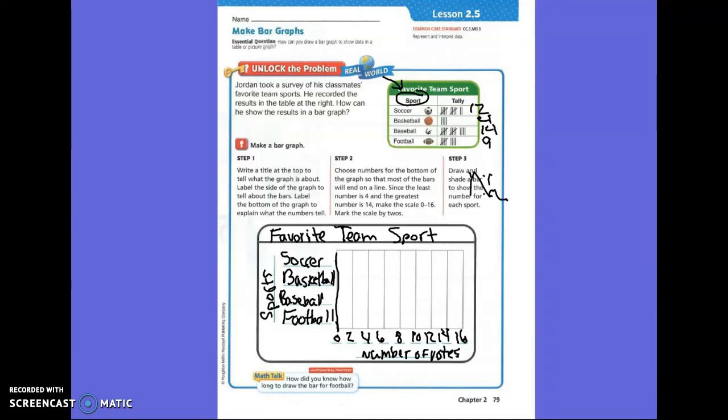Step 3. What does it say, guys? Draw and shade the bar to show the number for each. Okay, let's start with soccer. We need to make a bar that goes all the way to 12. So you are going to make a bar that goes all the way to 12. And then you need to shade it in.